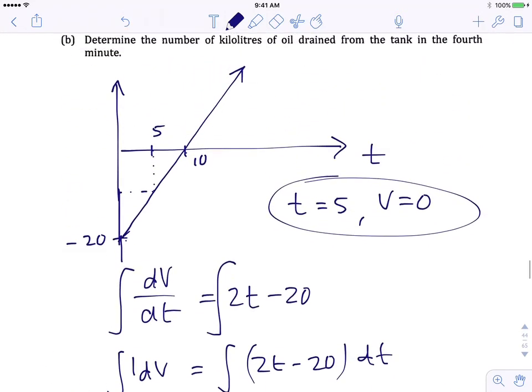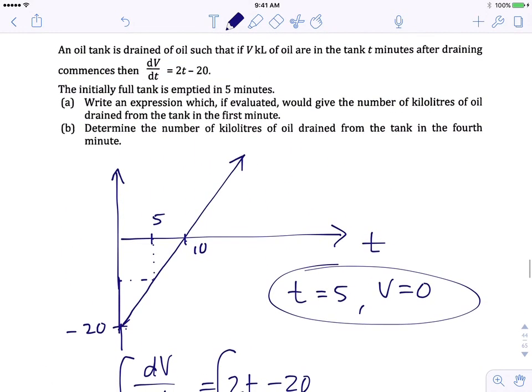This is a really basic introduction to differential equations as well, so that's how you do that problem.